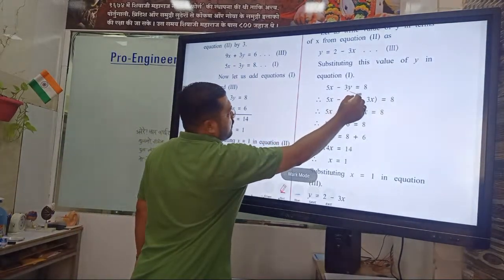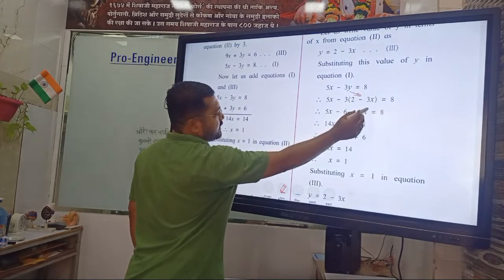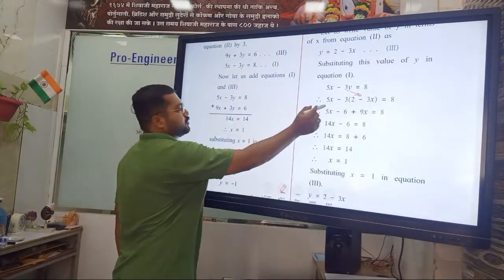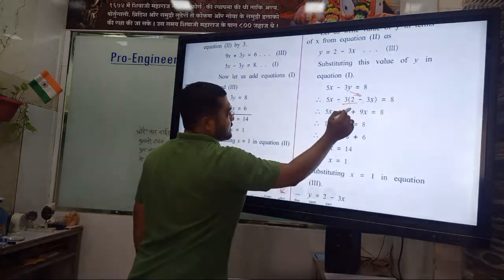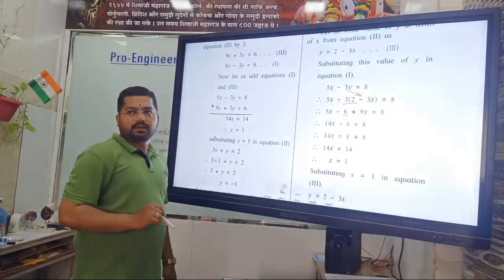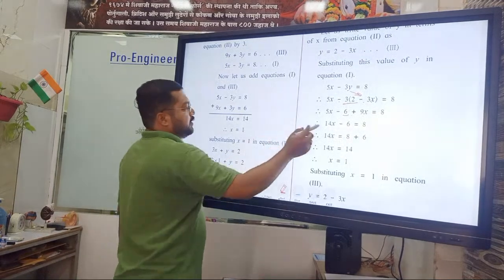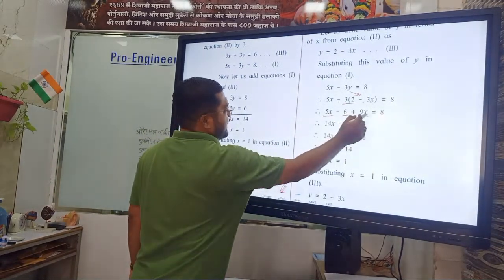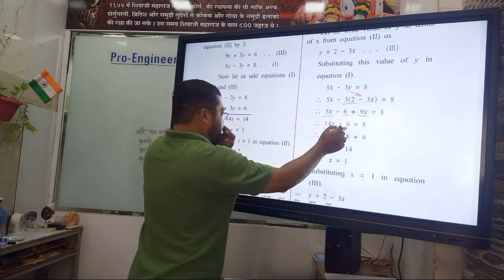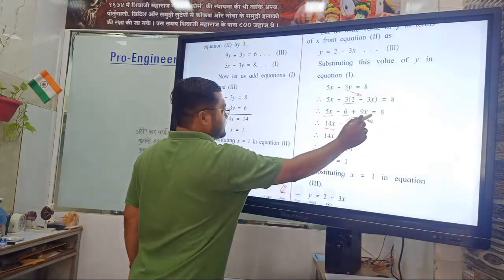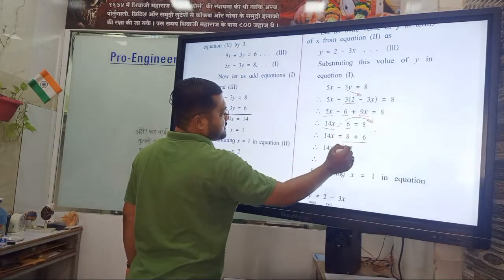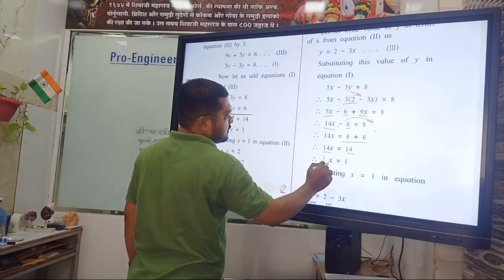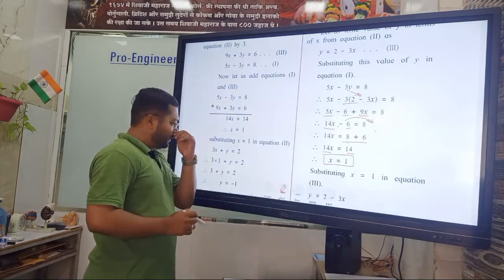So for y we have mentioned the value 2 minus 3x. So 3 2s are 6, 3 3s are 9, minus minus plus, right? Yes, sir. Now 5x plus 9x is 14x, 6 as it is. Now this 6 will go on this side, so minus 6 will become plus 6, 8 plus 6 is 14, 14x. So here again the value of x is 1.